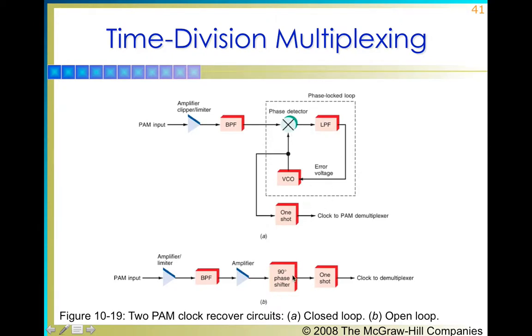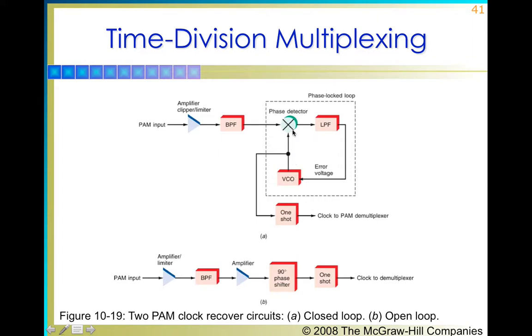These two circuits are the clock recovery circuits. Over here we are getting the PAM signal, which is the sampled representation of the composite signal, and we are clipping it to get the rectangular pulses. Then that signal is transformed with the help of a band pass filter into a sine wave, and then that signal is fed to the phase detector, which is also getting information from the voltage controlled oscillator.